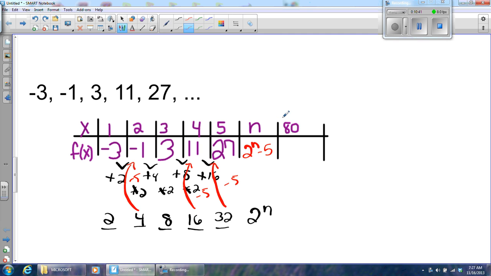Okay, now when I get my answer for the 80th one, maybe 80 was a poor choice. I'm not going to use 80. I'll use 10 because this is a big number. So I'm going to do 2 to the 10th power, which might be 1024 if I remember right. Oops, hold on a second. 2 to the 10th power, yes, 1024. And then I take away 5, so my answer for the 10th one is going to be 1019. And there you go.